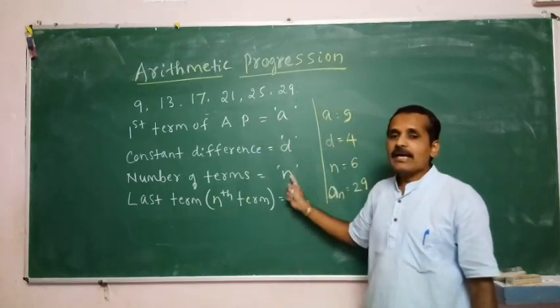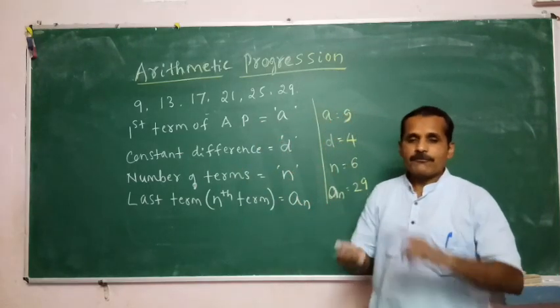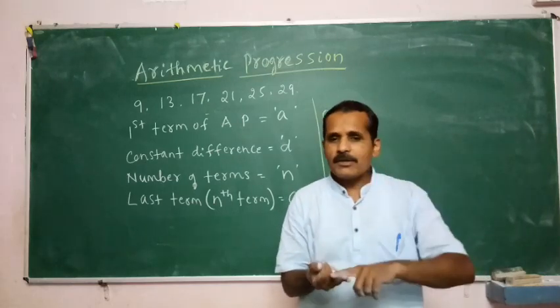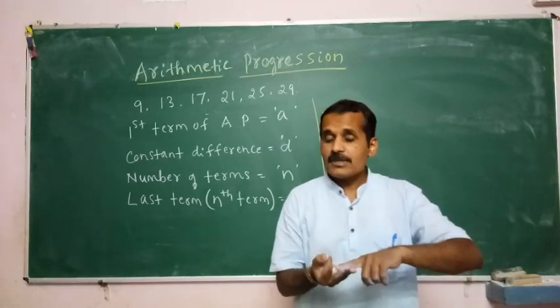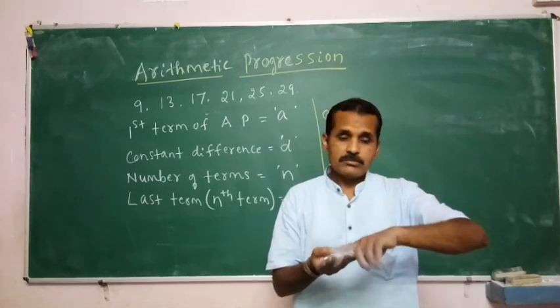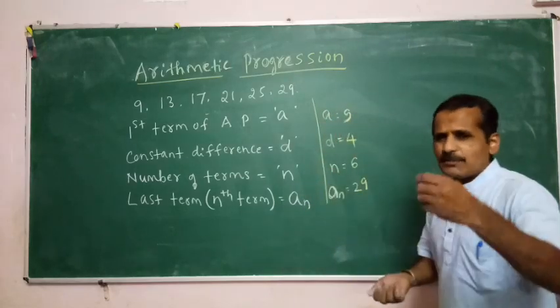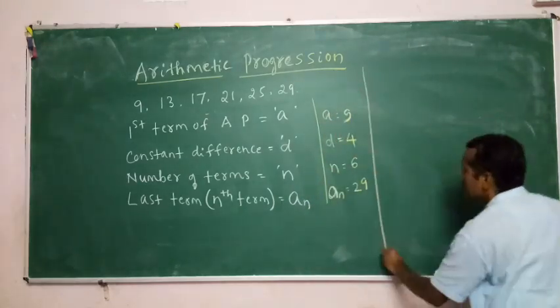These are the four symbols you have to keep in mind: a, d, n, an. a for the first term, d is the common difference, n is the number of terms, an is the last term. These are the four terms. Let us practice now. One more example.